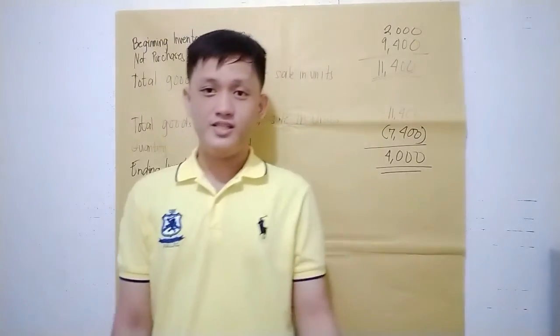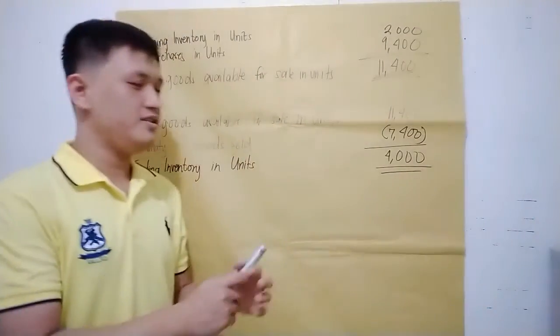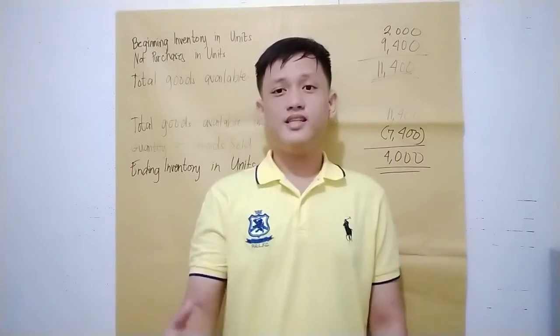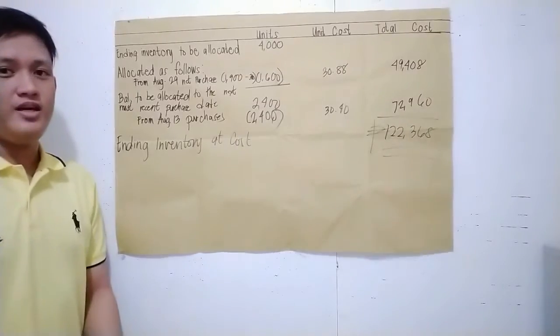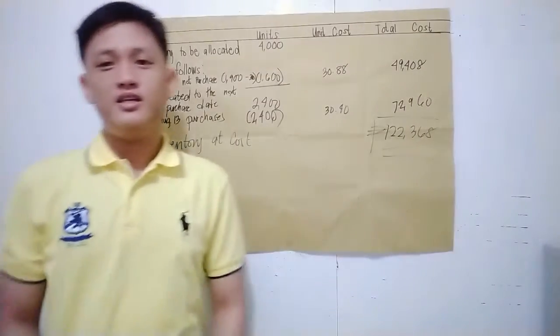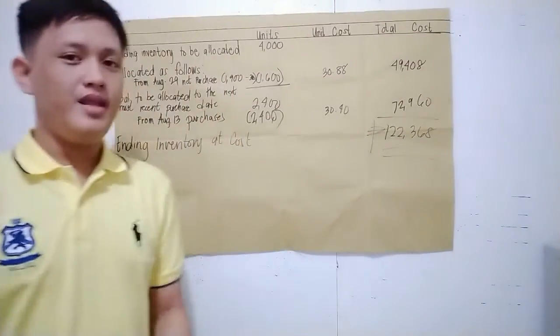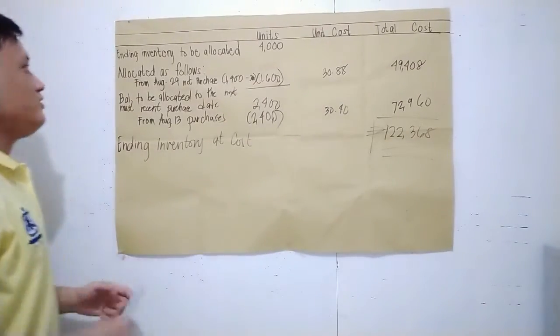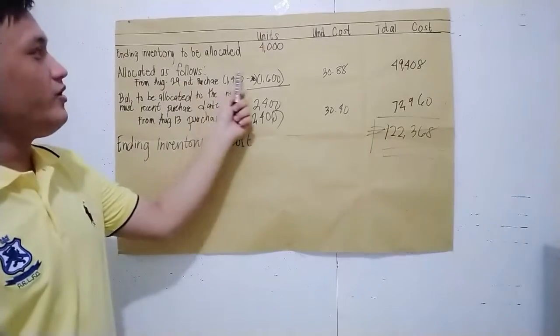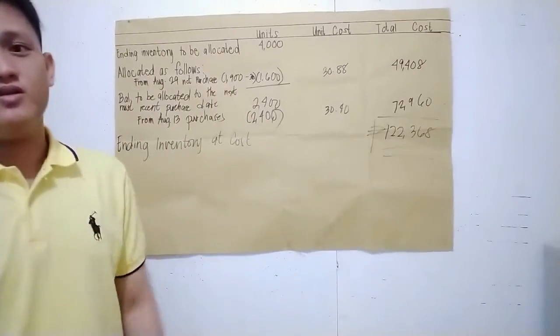So next step is to create a table to allocate the different purchases to get the ending inventory at cost. This is in units. Next is to get the ending inventory at cost. So here is the ending inventory at cost. Earlier was the ending inventory in units. Now ending inventory at cost. This is how we get the ending inventory cost. So first is the ending inventory to be allocated. So we have the 4,000.